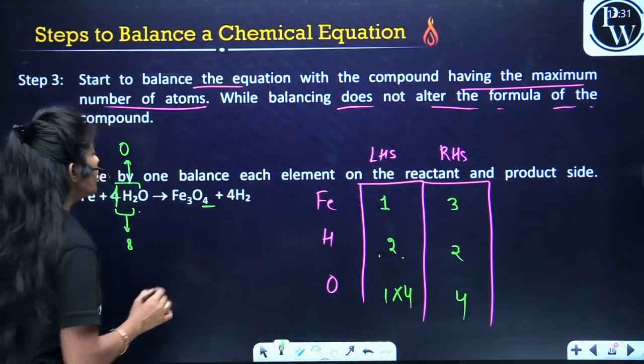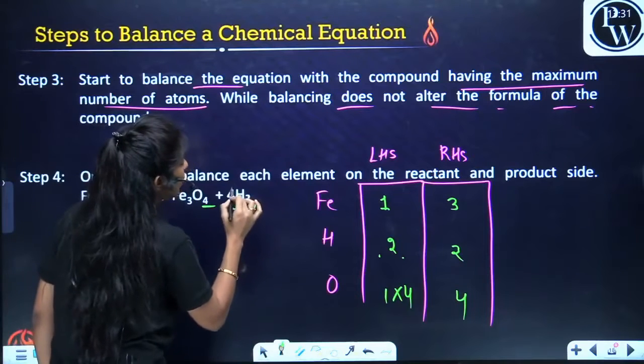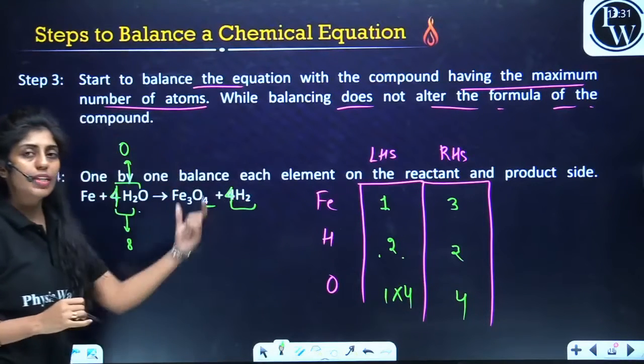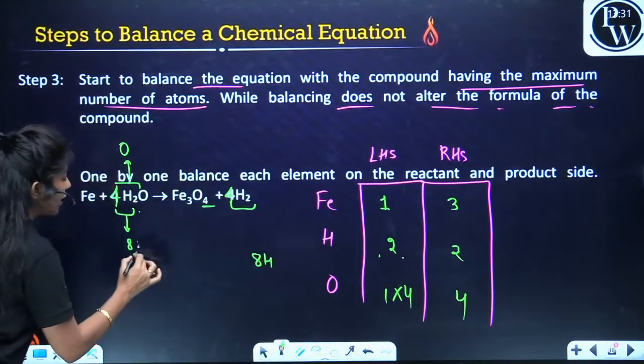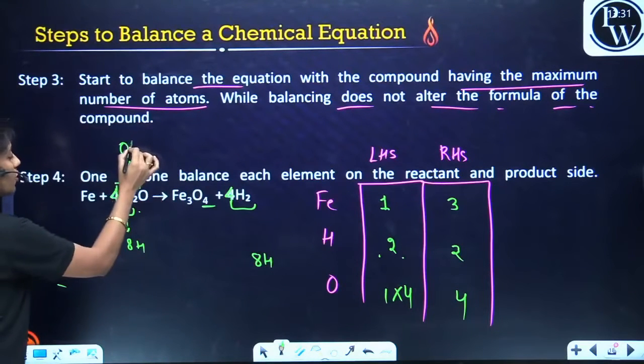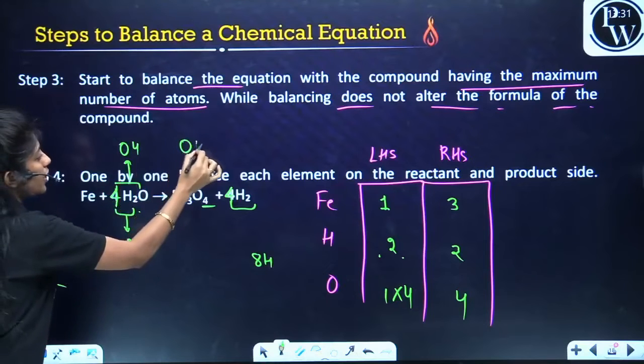So what will we be doing? We will be multiplying this hydrogen by 4. So hydrogens are also 8. 8 hydrogen, 8 hydrogen, equal. Oxygen are 4, 4 oxygen, equal.